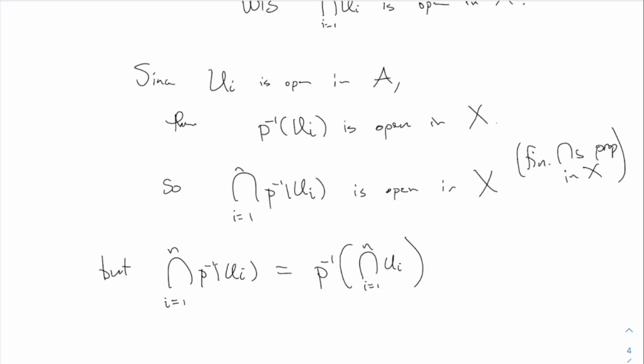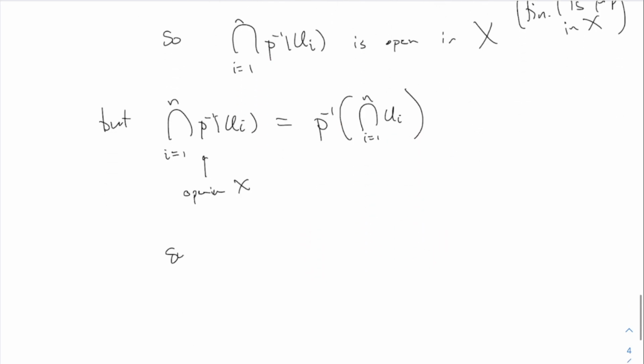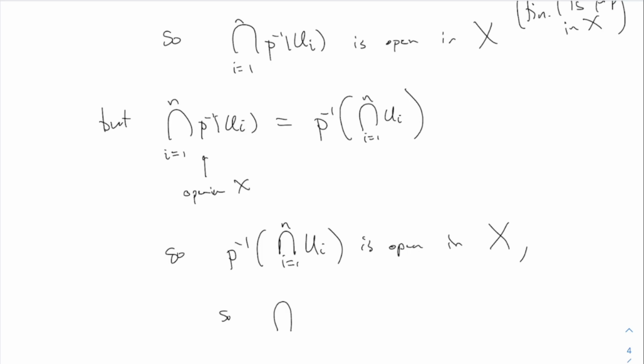Anyway, what we've demonstrated so far is that this is open in X. That's what I already said, that one there is open in X. So that means this is open in X. So P inverse of the intersection of UI for I equal 1 to n is open in X. And so the definition of the quotient topology says that's what it means for this one to be open in Y. In A. All right. The end of the finite intersections property. The finite intersections property works in A just because the same thing works in X.